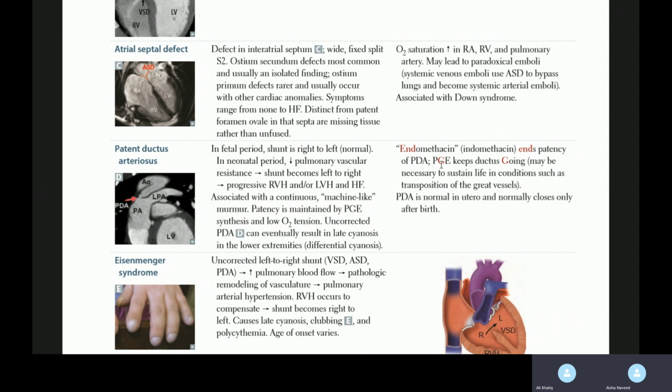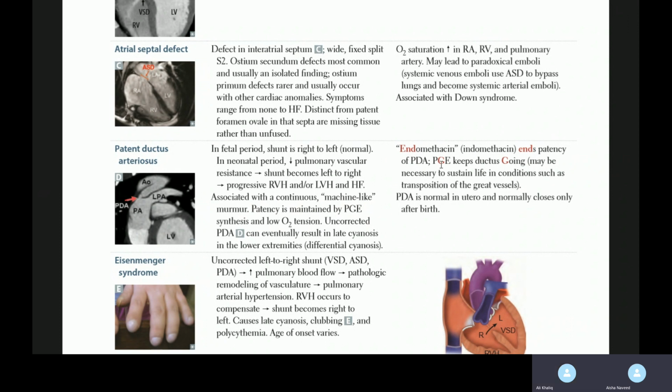Hold on a second. Wait a second. Let me just get this clear. So you're saying that all of these right to left shunts that we have, transposition of the great vessels, tricuspid atresia, all these, since they are right to left shunts, the treatment for those is that you have to give them prostaglandins. Is that what you're trying to tell me?